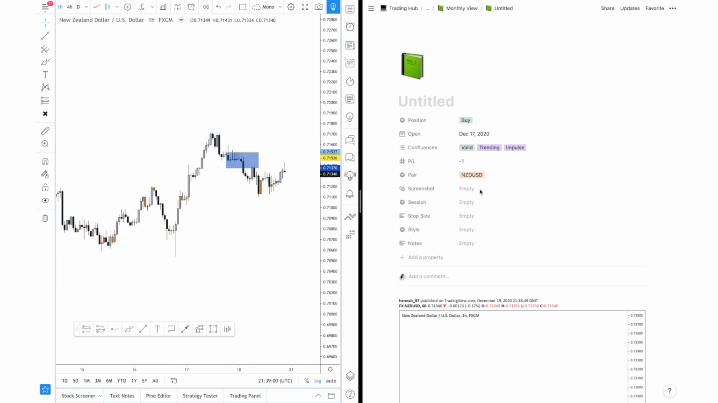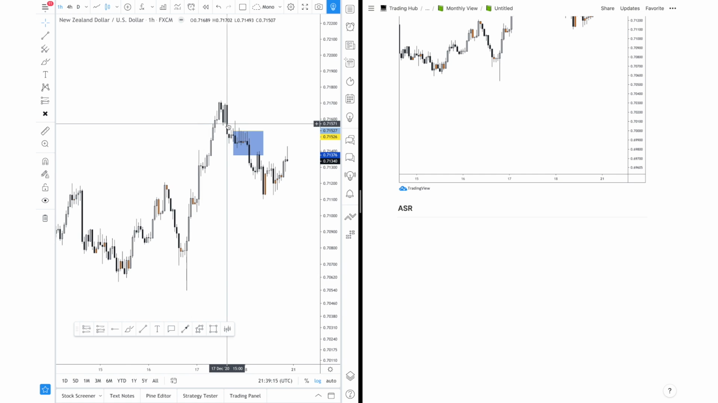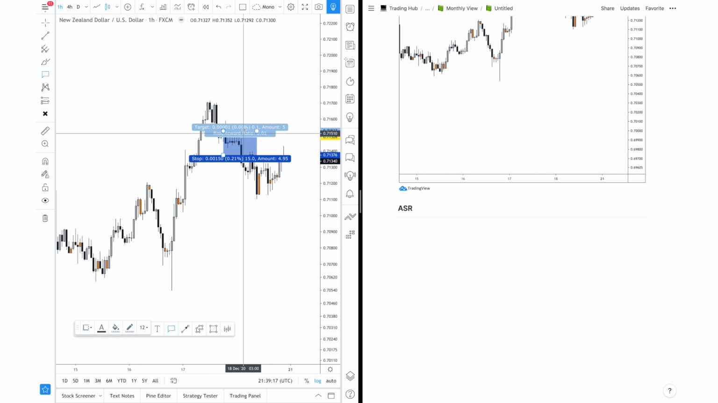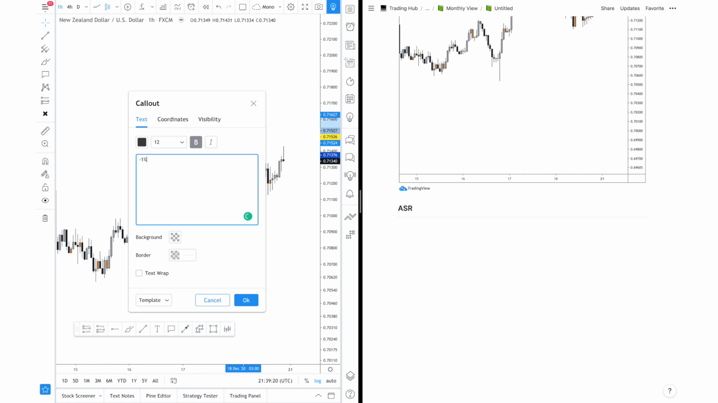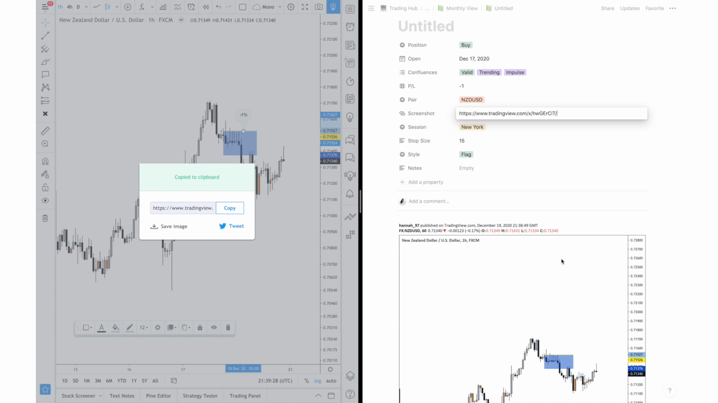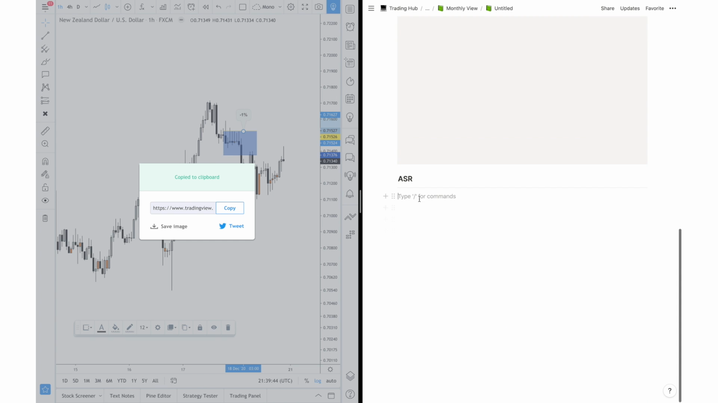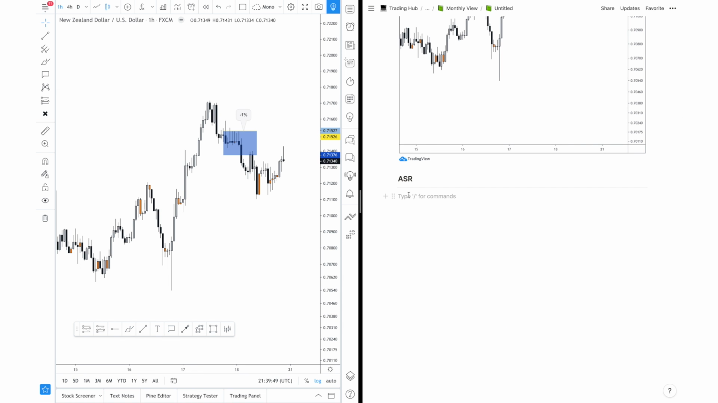So there we go, and then I also put that in here. Session will be New York session. Stop size is 15. The style is just a regular flag for me. Usually with my ASR, I honestly just keep it simple. I also forgot to put in a little tag note. Let's do this again. I keep it simple when I'm writing on the ASR, just a couple sentences.